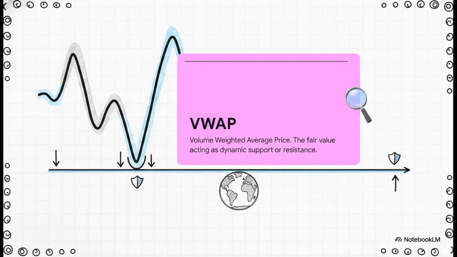Next, we have the VWAP, which stands for Volume Weighted Average Price. Now, I want you to picture the VWAP as the equator of our trading chart. It represents the mean, or basically the fair value of the asset at any given moment, factoring in both the price and the trading volume. And because it's this fair value equator, price naturally tends to interact with it quite a bit. It acts as dynamic support that holds the price up, or dynamic resistance that pushes the price down.